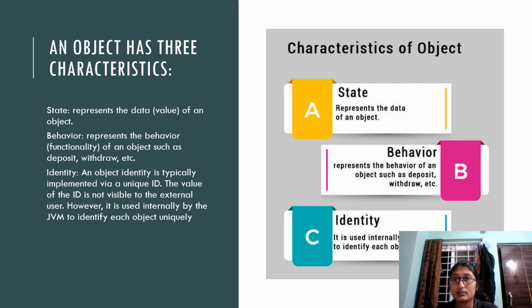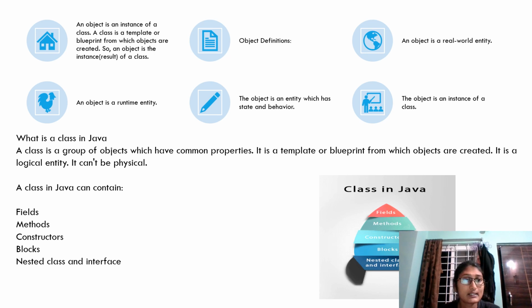Object is an instance of a class. A class is a template or a blueprint from which objects are created. So an object is the instance result of a class. Object definition: an object is a real-world entity. An object is a runtime entity. An object is an entity which has state and behavior. An object is an instance of a class.